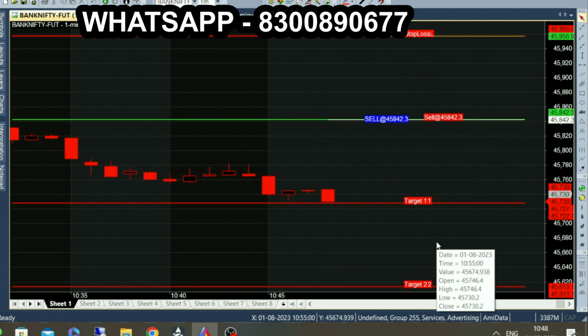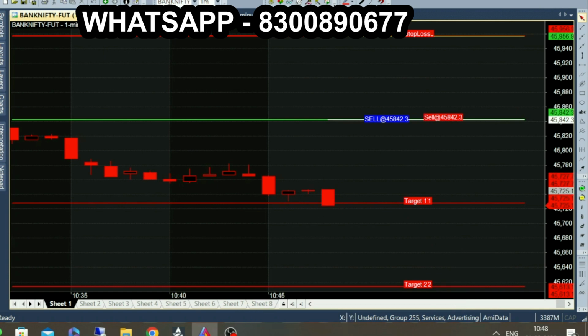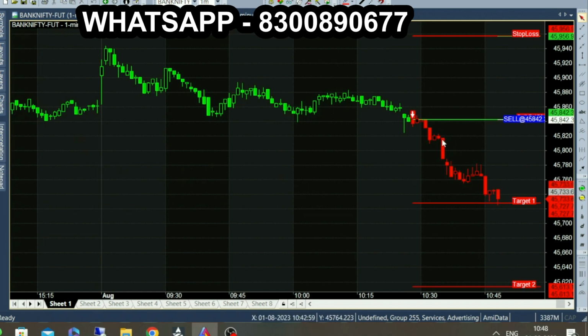After 20 minutes of the sell call, momentum broke out the first target range, and a 115 point breakout happened. Like this, today's sell call was generated and achieved the target.